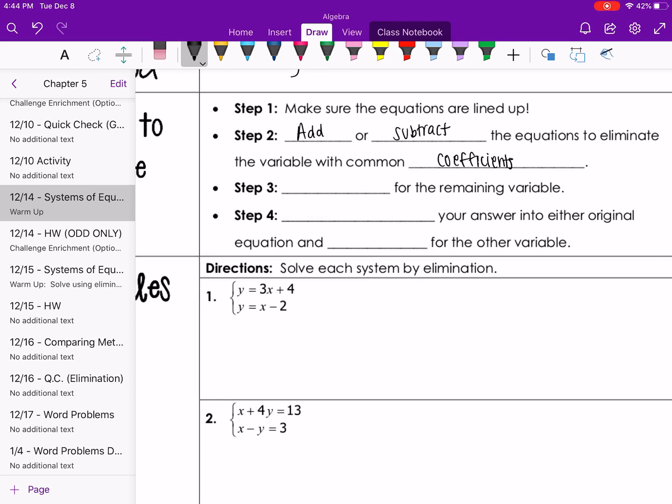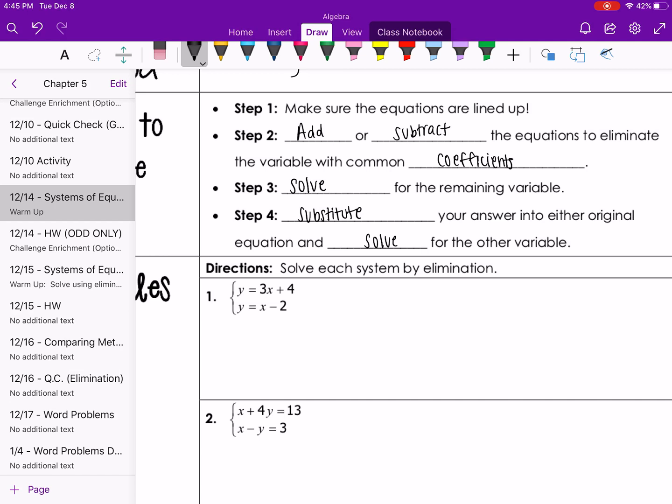Step 3, I would solve for the remaining variable. We'll see what that means. And then my last step would be to substitute your answer into either original equation, because I have 2, both of them would work, and solve for the other variable. Okay, so let's go ahead and follow these steps and see them in play.